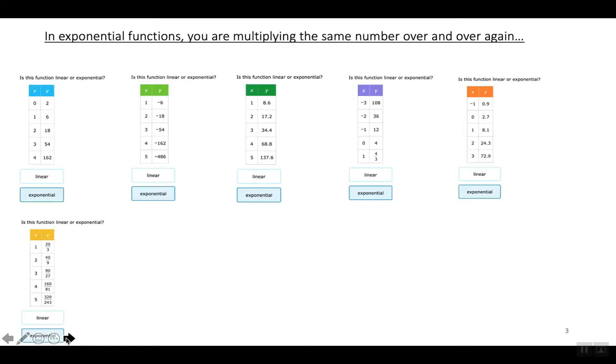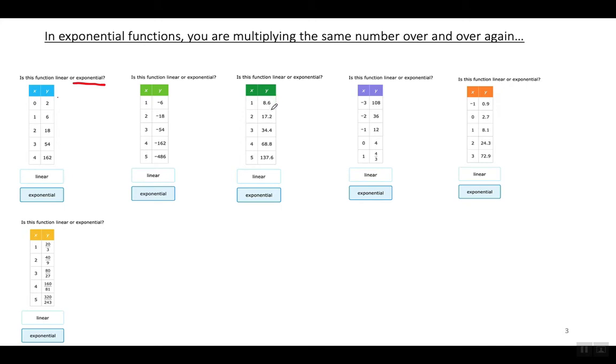All right, so in exponential functions, when you analyze the y values, they're being multiplied over and over again by the same number. If you saw my video on linear functions, I said that in linear functions, the y values are being added over and over again by the same number. In exponential functions, they're being multiplied over and over again by the same number. So right here in this example, all the y values are being multiplied by 3. In this example also, they're all being multiplied by 3.